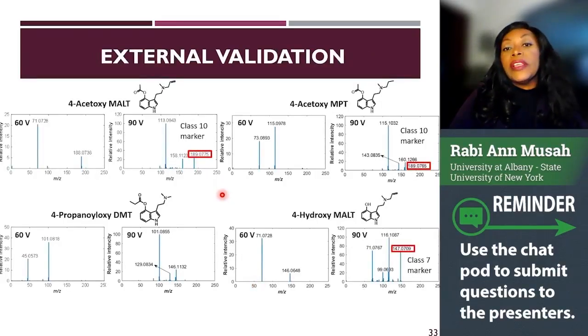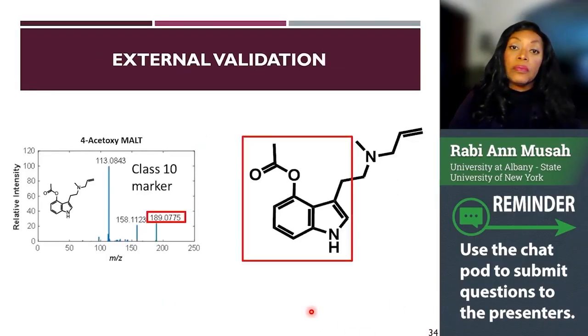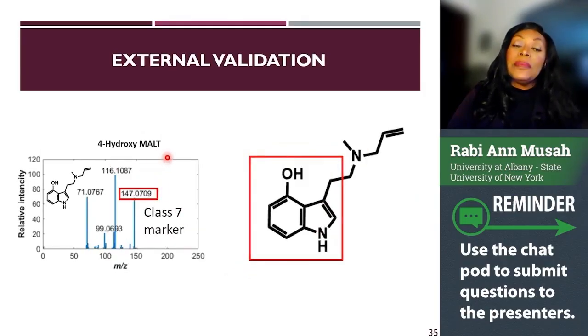Now, if you go back and look at these spectra, you can actually see that contained within these neutral loss spectra are markers that you would expect to see. So 189 is a class 10 marker, for example, and 147 is a class 7 marker. Now, what are these markers associated with? Well, if you look here, for example, at the 4-acetoxy MALT, that peak at 189 is associated with this fragment that you see in the red box. And for the 4-hydroxy MALT, the peak at 147 is associated with what you see here in this red box.